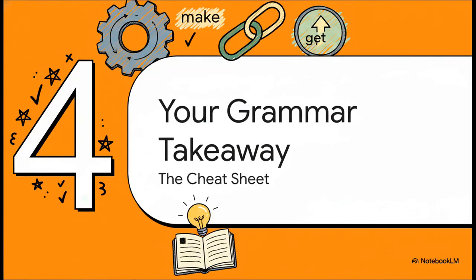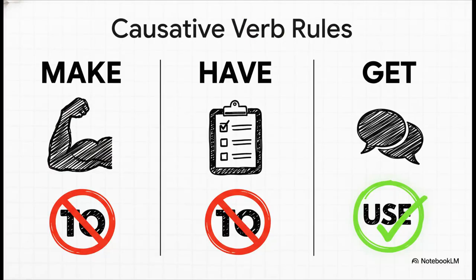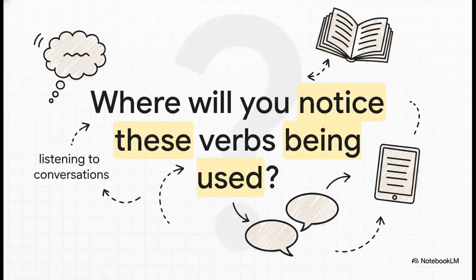Awesome job on those. Okay, let's pull all this together with a super simple cheat sheet you can just lock away in your brain. Okay, if you only remember one thing from this whole explainer, let it be this. Ready? Make is force, and there's no to. Have is a request, and there's also no to. And get is to persuade, and you always use to. That's it. That's the secret code. And there you have it.